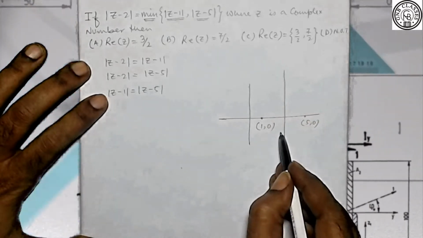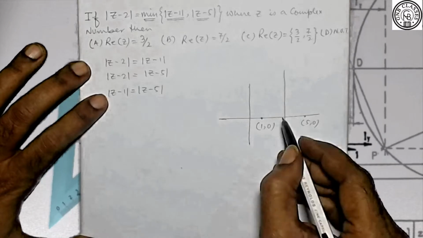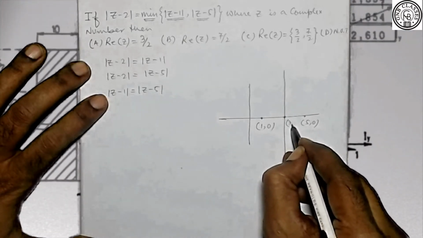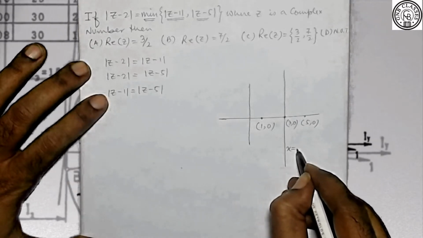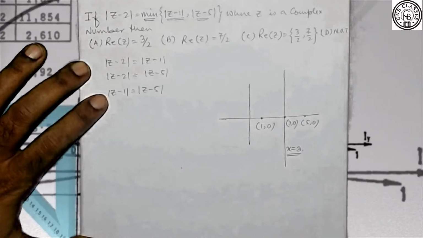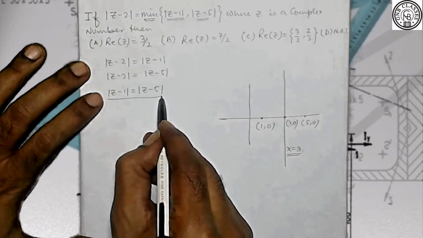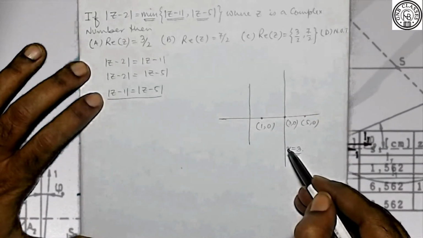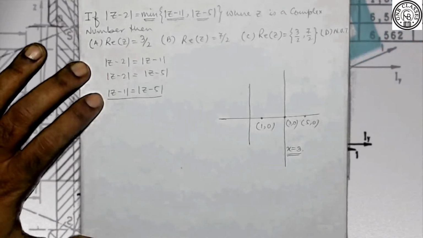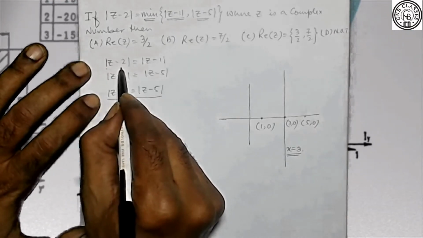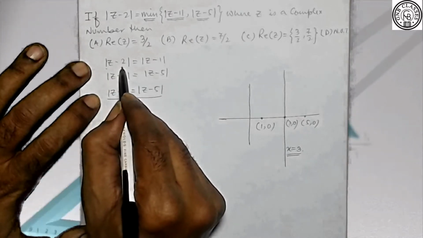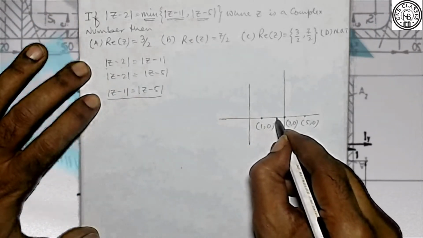So it will be a line which is parallel to the y-axis and passing through the point (5 plus 1) divided by 2, that is 3, 0. That is, the equation of this line is x equals 3. So for this case, your z is lying anywhere on this line, x equals 3. Is it clear? Now mod of z minus 2, that is the distance of the variable point z from the point 2, 0. 2, 0 is somewhere here.